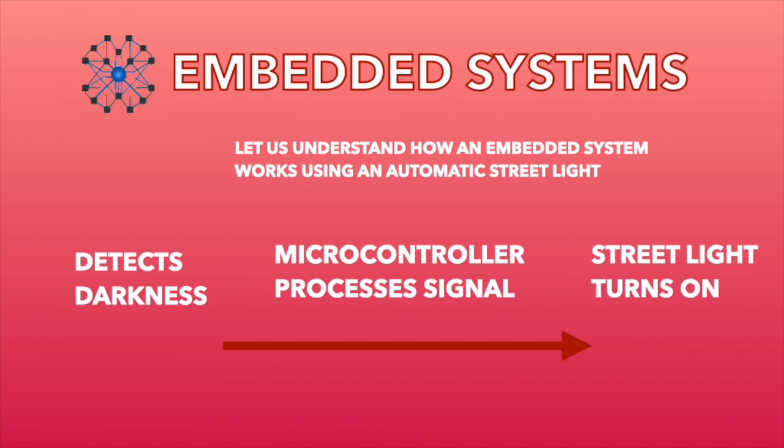At night, when darkness increases, the light intensity drops. The microcontroller processes the signal and identifies that it is dark enough to turn the light on. After processing, the system sends an output signal to a switching device like a relay. The relay then activates the street light, and the lamp turns on automatically. When daylight returns, the process reverses and the light turns off again.